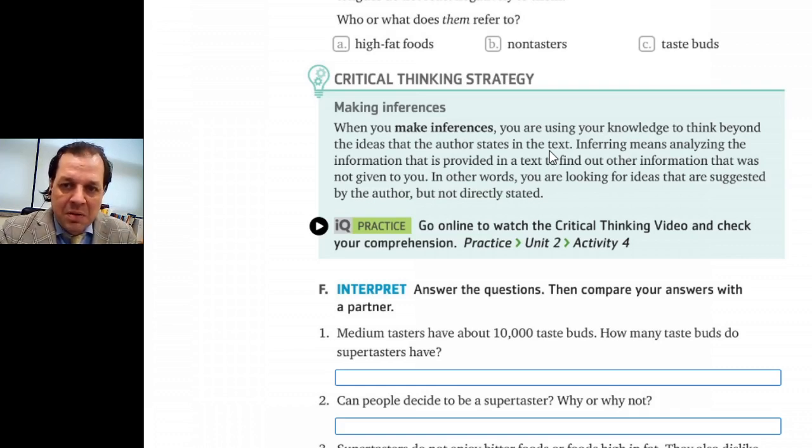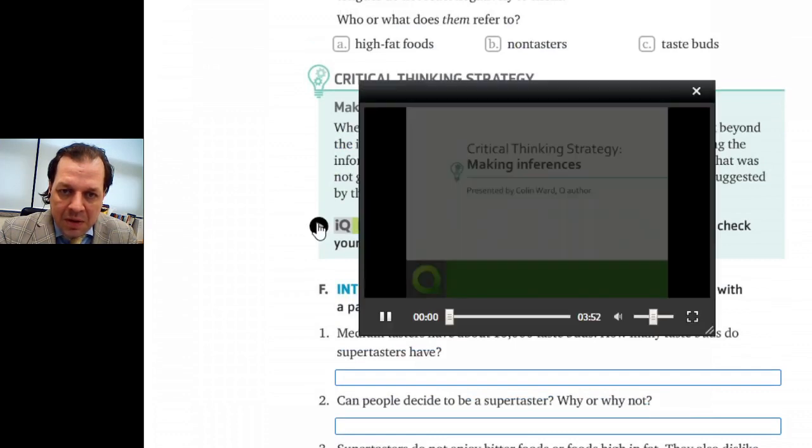If you're using your knowledge to think beyond the ideas and what the author states in the text, inferring actually means analyzing the information that is provided in a text to find out other information that was not given to you. So if you're given 9 different things, you can infer the 10th thing as most possible or totally true. In other words, you're looking for ideas that are suggested but not directly stated in the text. So let's just have a quick look at this strategy.